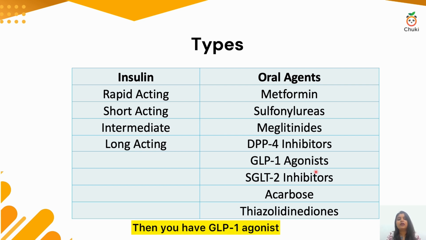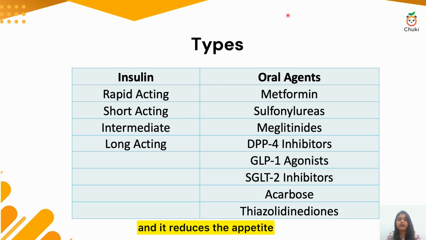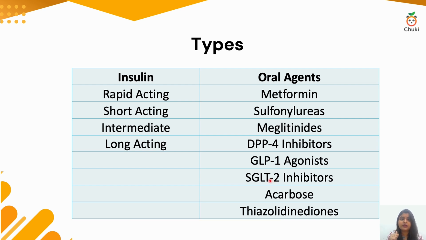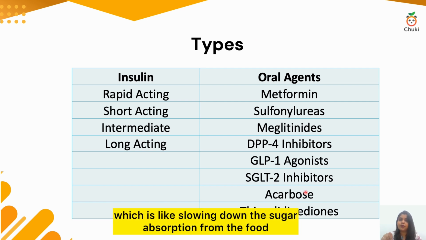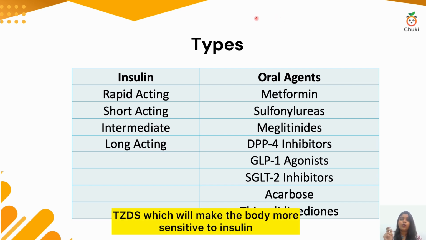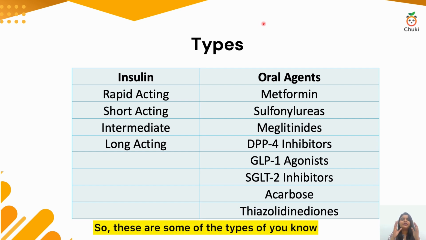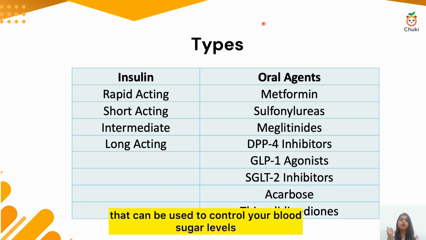Then you have GLP-1 agonists, which slow down digestion and reduce the appetite. Then you have SGLT2 inhibitors, which help you remove extra sugar from the urine. Then you have acarbose, which slows down the sugar absorption from the food. Then you have TZDs, which make the body more sensitive to insulin. So these are some of the types of diabetes medication that can be used to control your blood sugar levels.